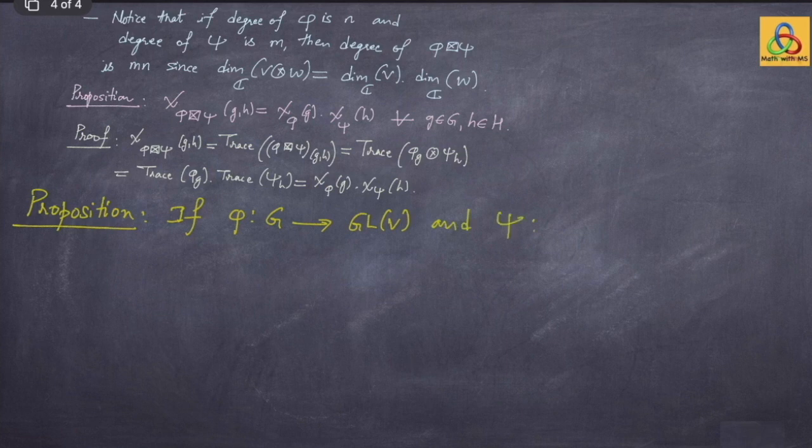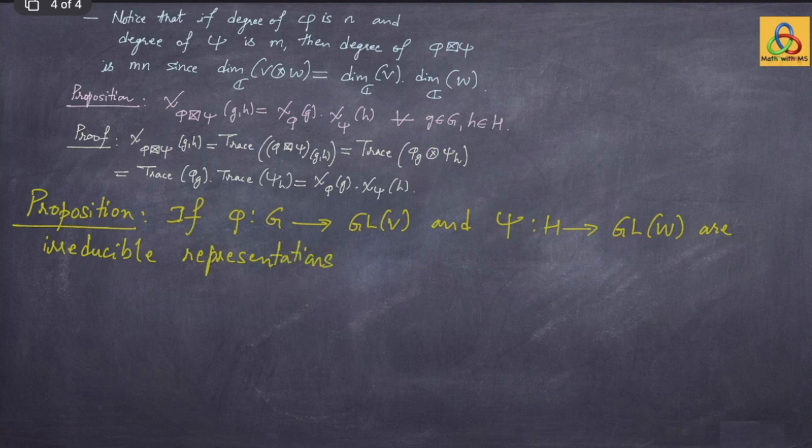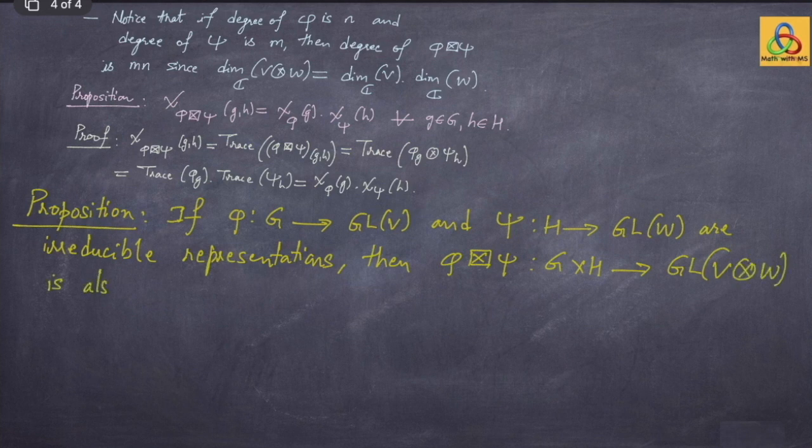Let us see what we can say about the irreducibility of this representation. So if phi from G to GL V and psi from H to GL W are two irreducible representations of G and H respectively, then phi exterior tensor psi, which is a representation of G times H into GL of V tensor W, is also irreducible. Very interesting result. Let us prove it.